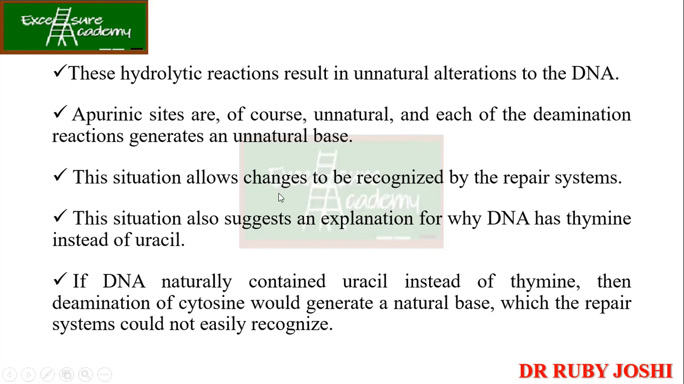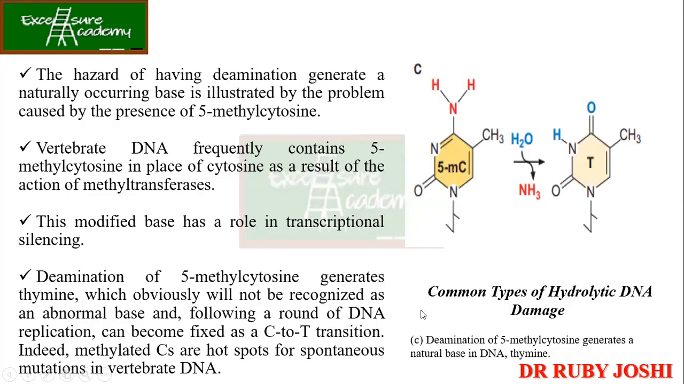Now, this situation will also suggest an explanation for why DNA has thymine instead of uracil. See, suppose DNA में uracil होता, तो that would not have been taken as a mistake in the DNA. वो उसका अपना ही natural base होता, and the sequence would change, and पता भी नहीं चलता that a mutation has taken place. इसलिए it was good that DNA does not have uracil, but has thymine. So if DNA naturally contained uracil instead of thymine, then deamination of cytosine would generate a natural base, which the repair system could not easily recognize.